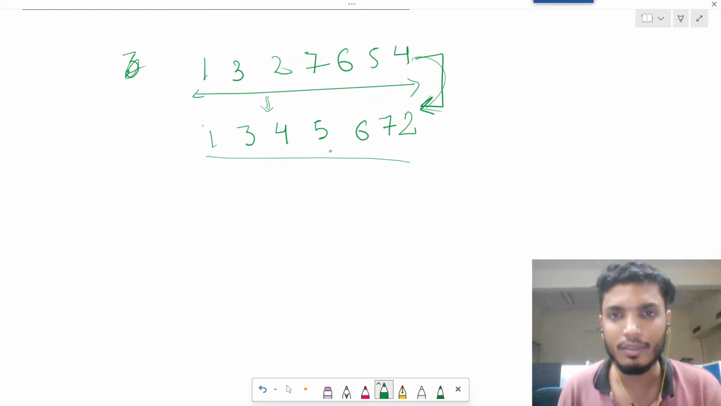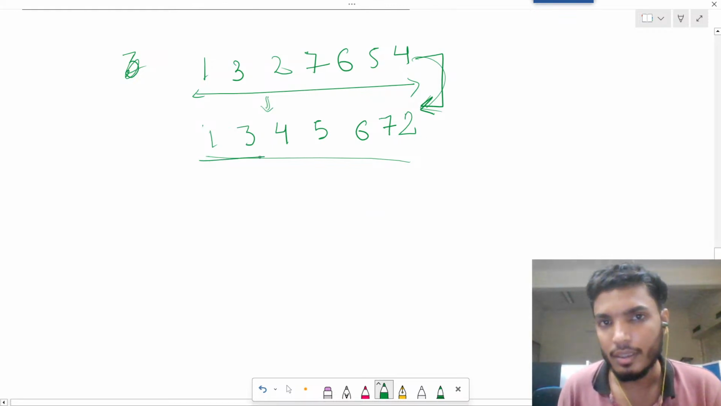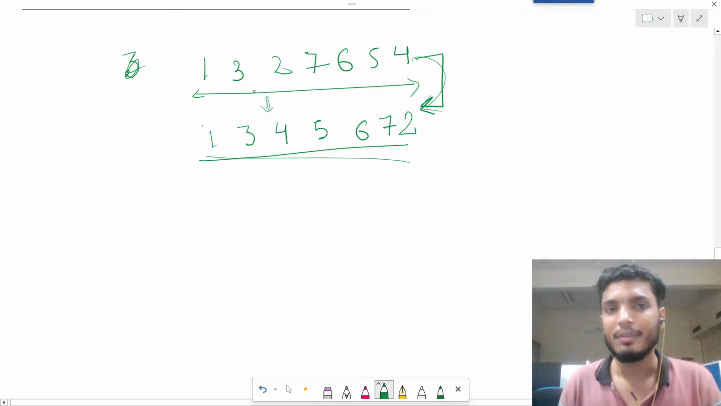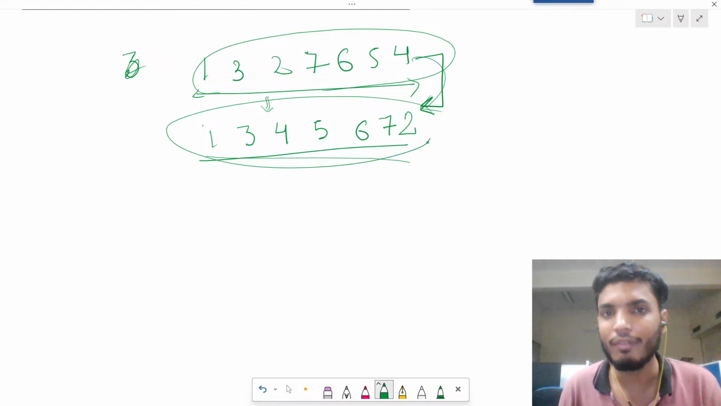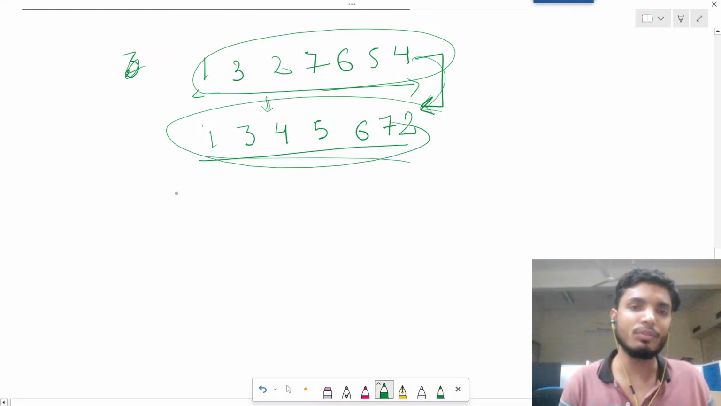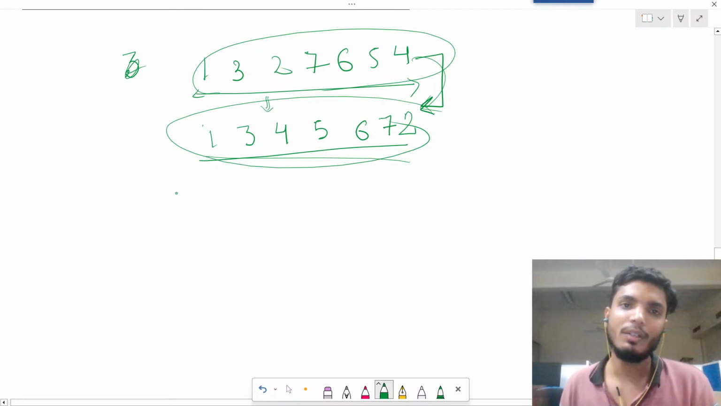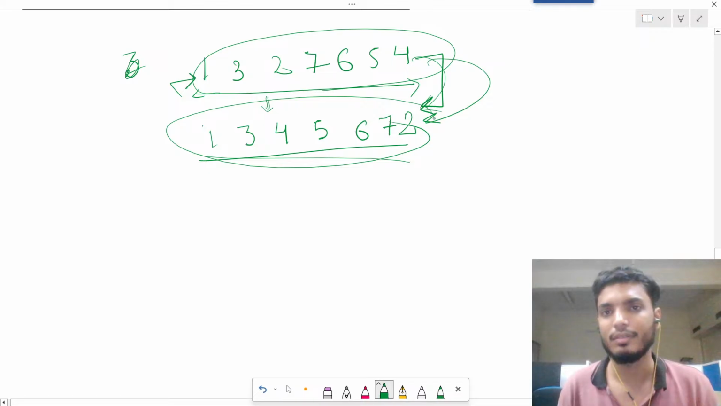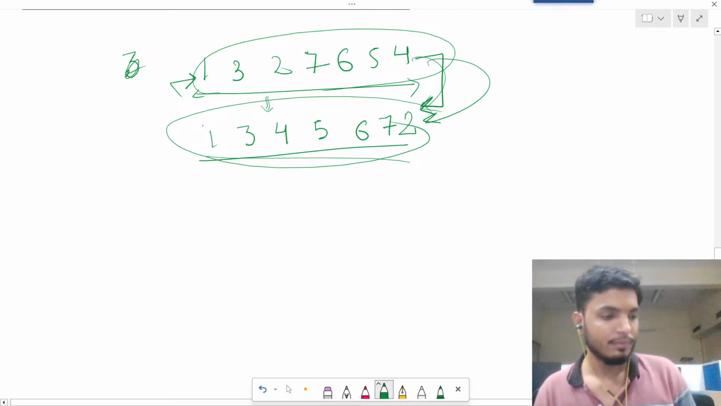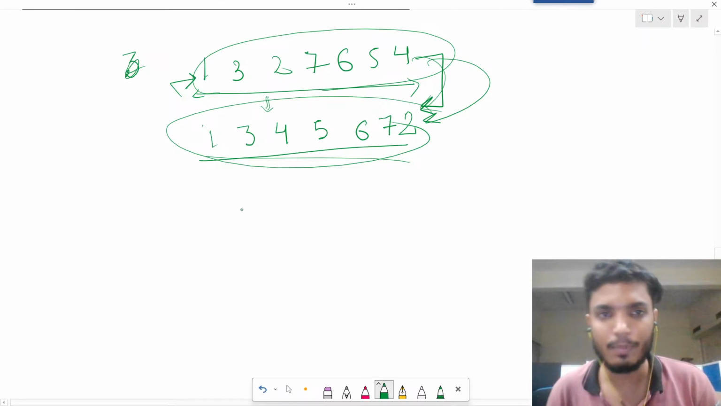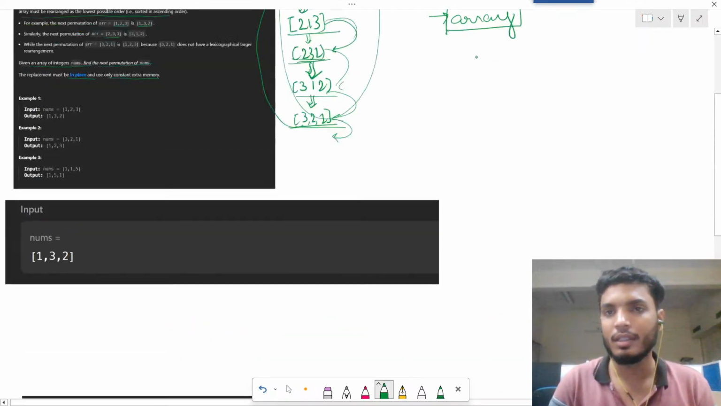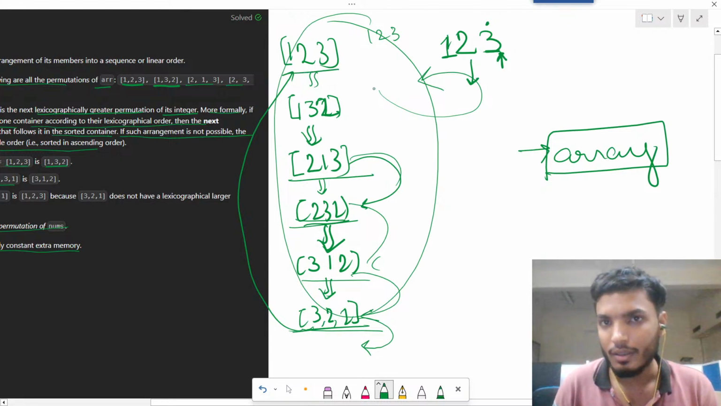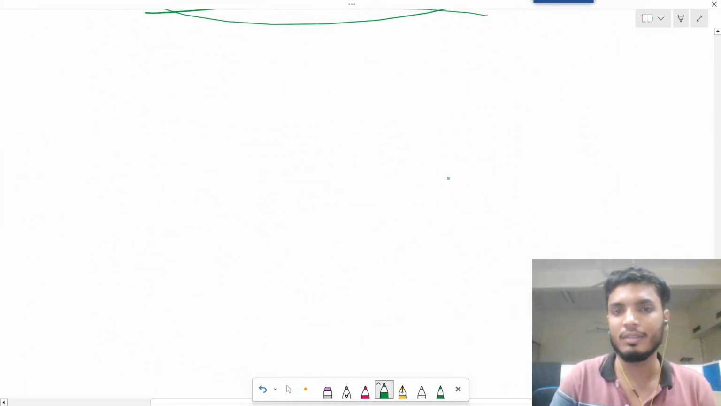So again, see 1, 3, 4, 5, 6, 7, 2. Here the next permutation was this. How can you get from this number to this number? If you are able to explain this, it can come in an aptitude question also. They can just ask, after this, what will be the next number? Suppose I am here. Let's again take this 1, 2, 3. Let me again give you a hint.